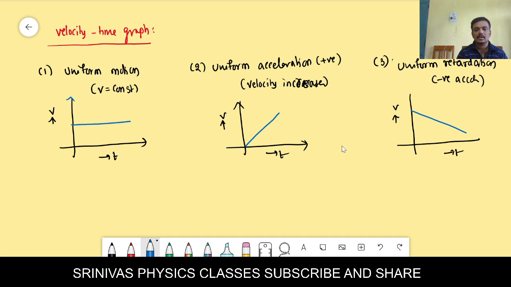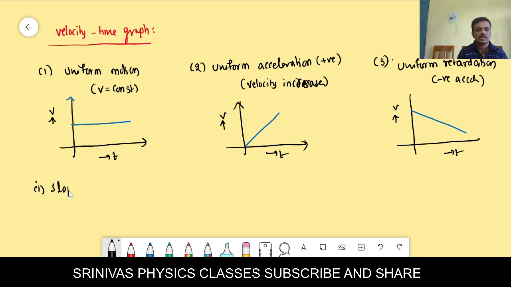It will be like this. This is for the retardation. Velocity decreases, going down. Going up, velocity increases. Straight line, velocity constant. The first one is constant, the second one velocity increases, the third one velocity decreases. What is the importance of this? This is the first point I am going to give in importance.